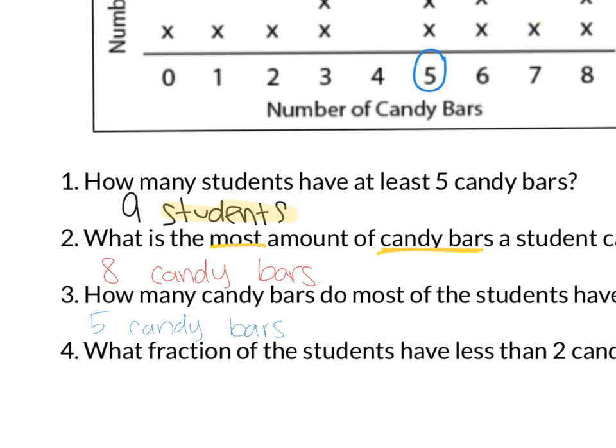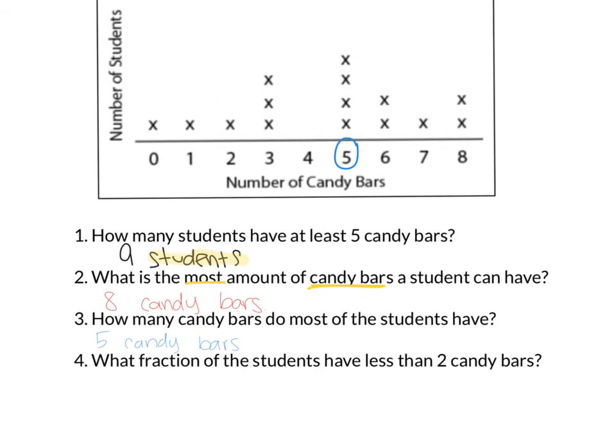Now the last question is the most tricky because it's very easy to get it wrong when you don't understand the wording. And the wording is tricky, so we're going to go over that. What fraction, that is important, what fraction of the students have less than 2 candy bars? So this is like a 2-part question. We have to find the denominator and the numerator. So the numerator is the top, the denominator is the bottom. So we have to find that out.